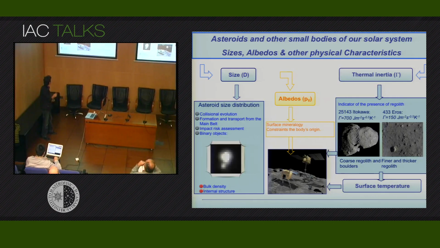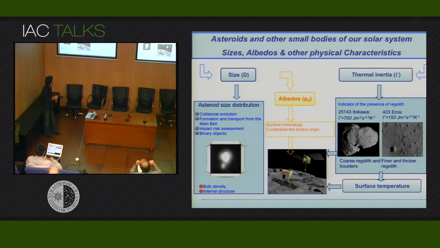In the case of binary objects for which we have the masses of the system from the orbit, the size allows us to derive the bulk density and internal structure, which is a very important unknown in asteroid science. If you have size, you can derive the albedo, which constrains the surface mineralogy and the origin of the body. As Charlie once mentioned, the thermal inertia is another important parameter that we can derive from thermal infrared observation. The thermal inertia is basically the resistance to temperature changes on the surface of a material, and it's a very important indicator for the presence or absence of regolith.